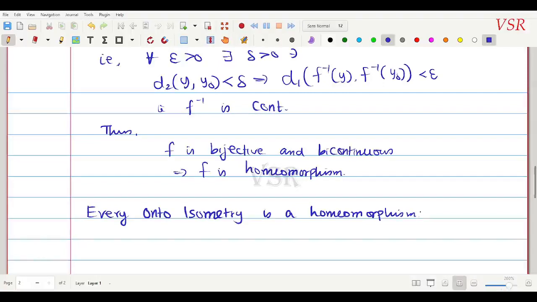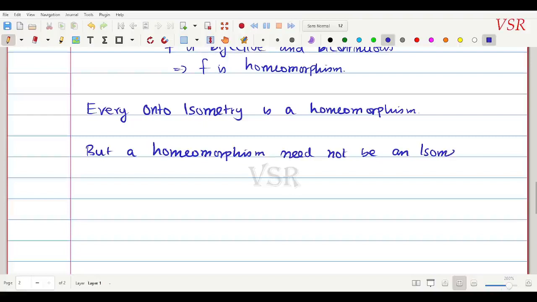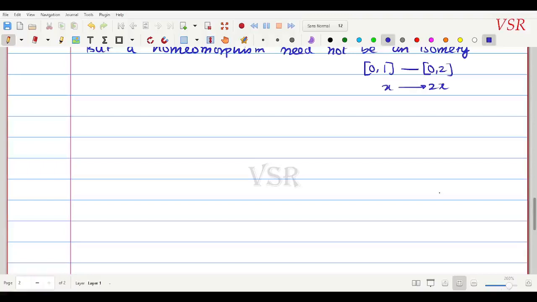But a homeomorphism need not be an isometry. So இதுதான் இதுக்கு எக்ஸாம்பிள் என்ன பார்த்தோம், this follows closed interval 0, 1 ல இருந்து closed interval 0, 2. Every map x goes to 2x. This is a homeomorphism but not an isometry. Okay, சரி, இந்த ஐசோமெட்ரியினுடைய யூஸ் என்ன அப்படின்னா, these are the following properties of isometry.